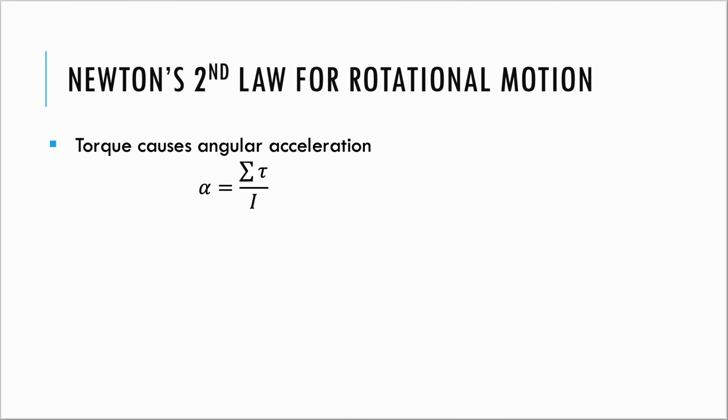Let's look at Newton's second law for rotational motion. Basically, it tells us that torque causes angular acceleration. Angular acceleration alpha equals the sum of torques over the moment of inertia. This is very similar to the Newton's second law that we know and love: the acceleration equals the sum of forces over mass. So the smaller the moment of inertia, the bigger the angular acceleration. That's why something with a small moment of inertia is easier to rotate.